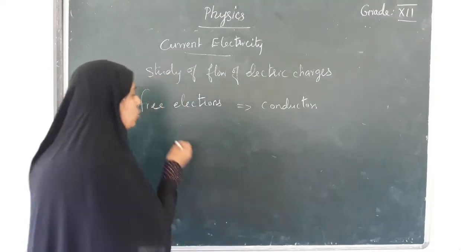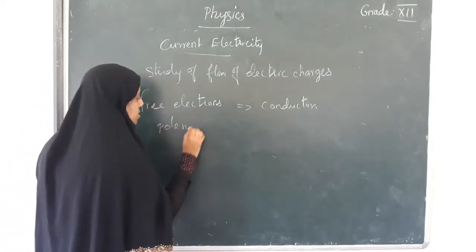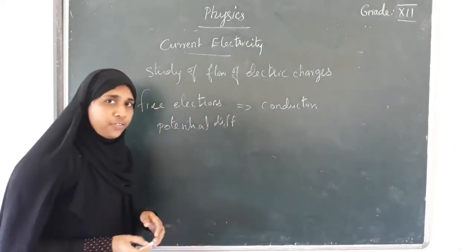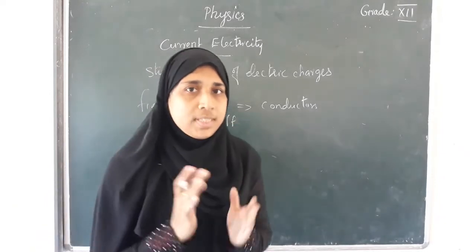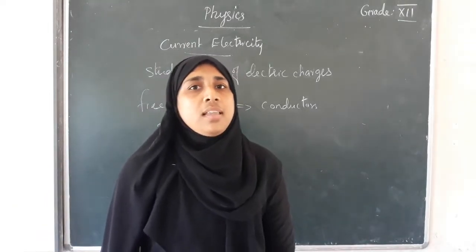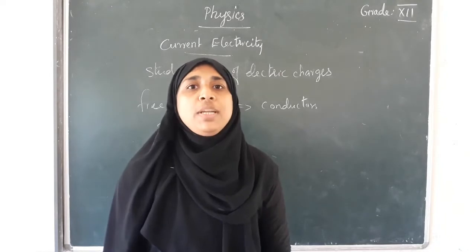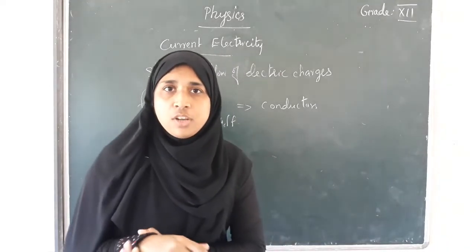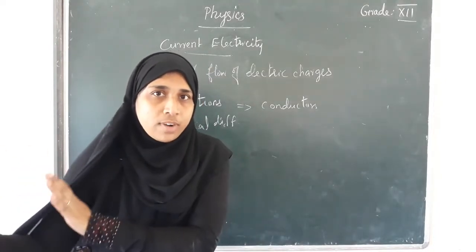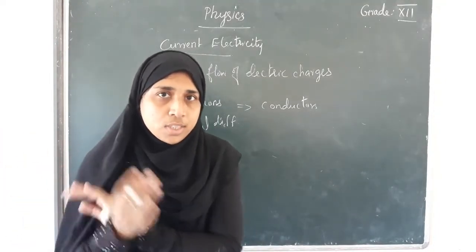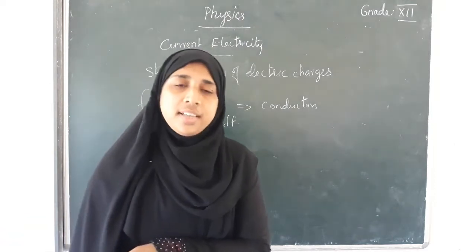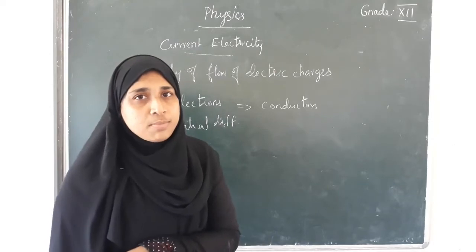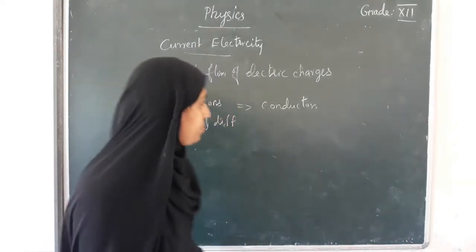But when you apply a potential difference across the conductor, these free electrons will drift towards one side with a particular velocity. So now the charges are moving slowly in one direction. The flow of charges constitutes electric current. Now we are going to see what is meant by electric current.